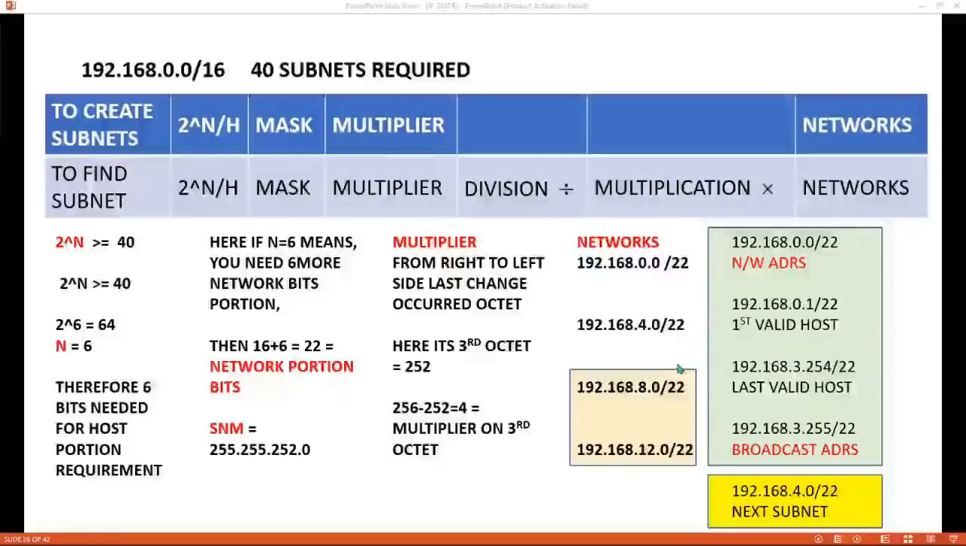After writing the first network, again we write the network address, valid host, and broadcast. For the network address, you can write 192.168.0.0/22. The first valid host is the next address after the network address, so 192.168.0.1. Why? You know the IP flow, right? It increases from 0 to 255 one by one. Then the second network is 192.168.4.0/22.